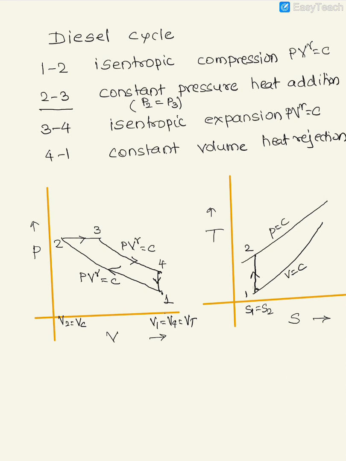Right? Why does the temperature increase? Because it is a compression. So the temperature increases. T2 is greater than T1 and S2 is equal to S1. So that is why it is a vertically upward line.